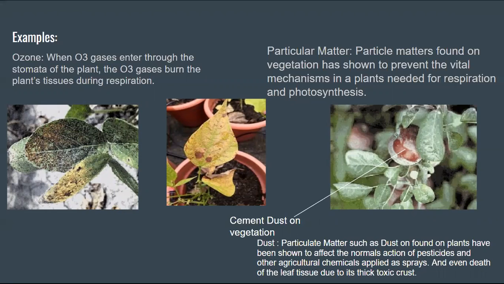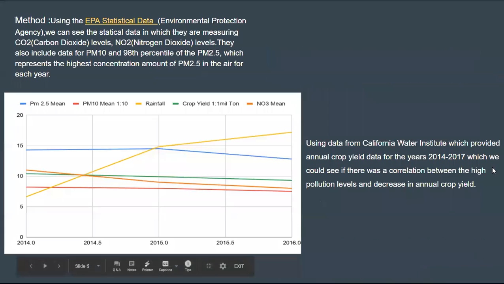And on the bottom here, this is what cement dust looks like when it's on plants. And when cement dust is on plants, it's been shown to affect the normal actions of pesticides and even other agricultural chemicals that are applied to plants as sprays. And sometimes dust can even lead to the death of a leaf's tissue due to its toxic, thick crust that stays behind on the plant.